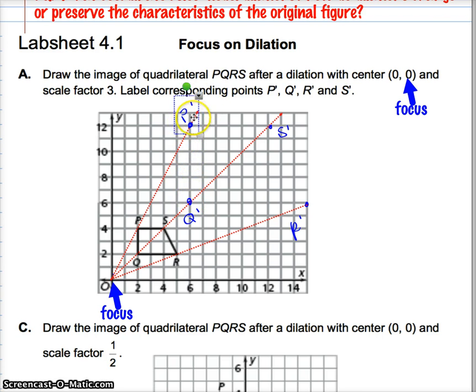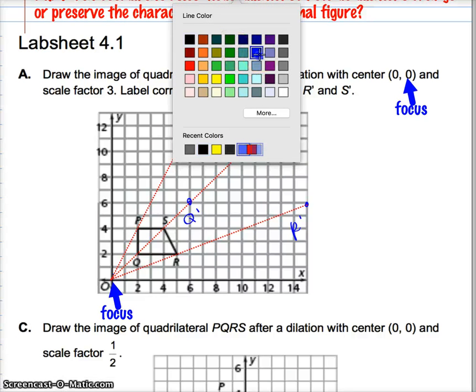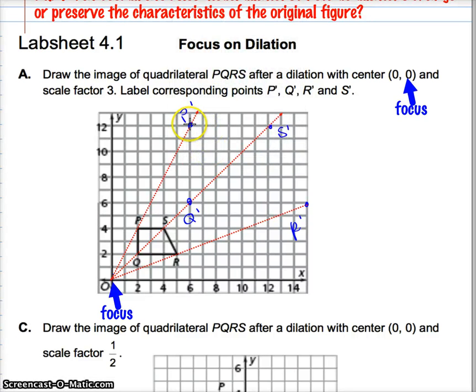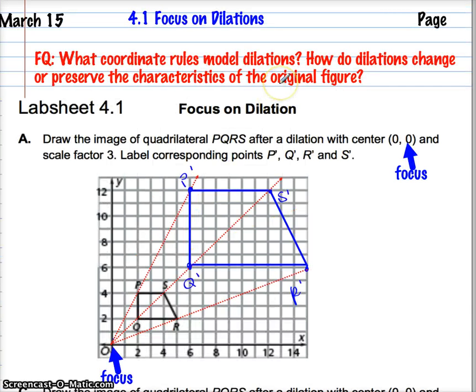So P, oops, that was not a very pretty line. From P to Q to R to S. I'll do this again in blue. So P to Q, Q, R, and S, and then back to P. Okay. Now, our focus question said, what remains? How do dilations change? Well, what's the difference between our original and our new one?